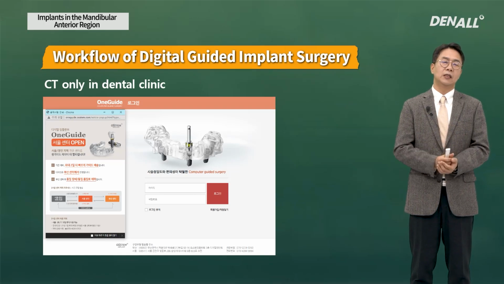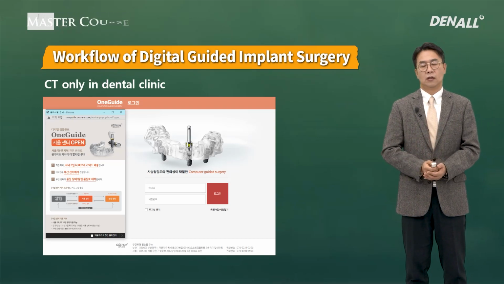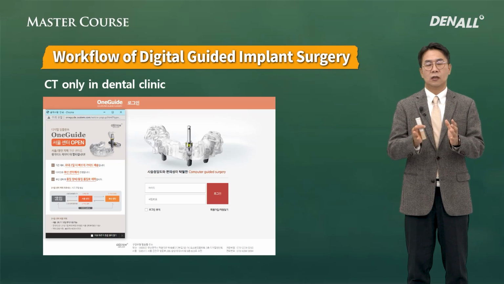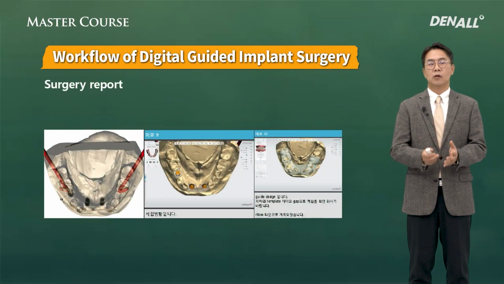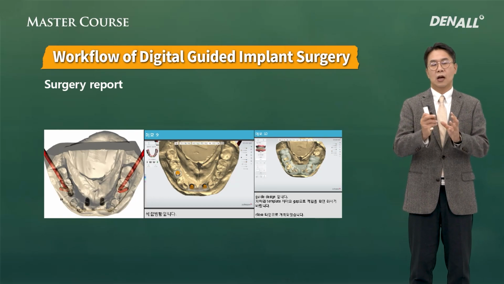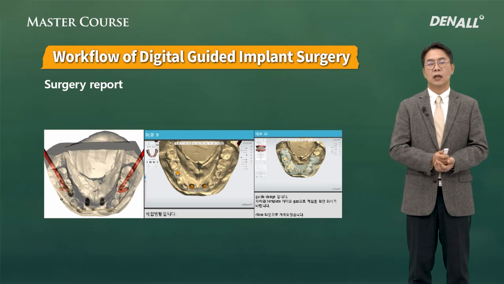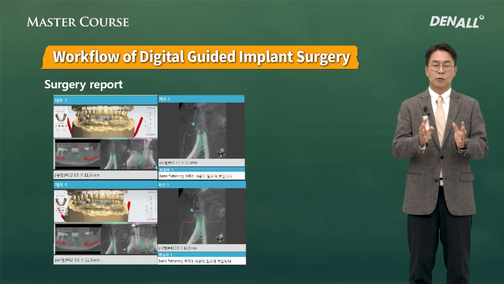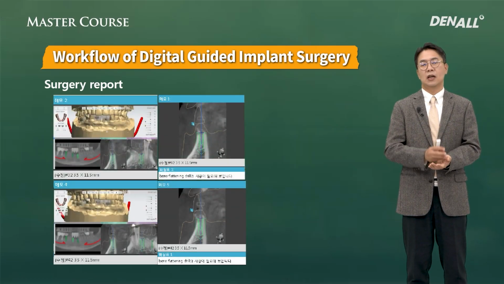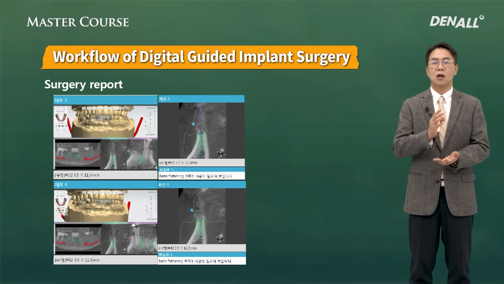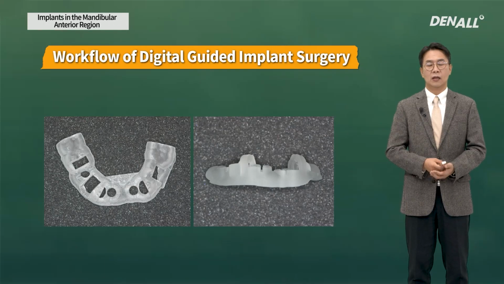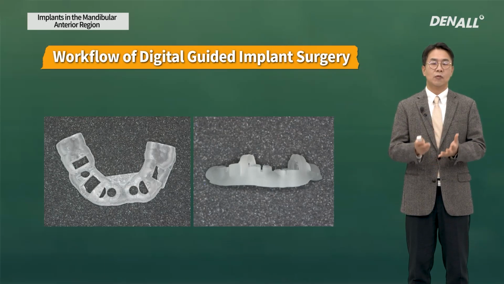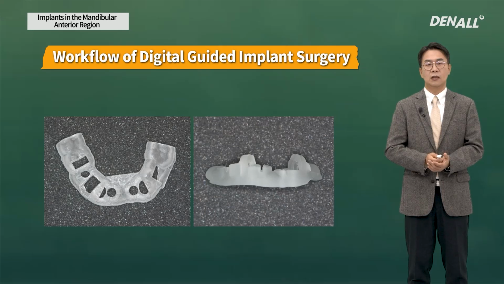Ostem has one guide. To use it, you go to the website and fill out the order form. Based on that, surgery report will be made. Based on the report, you can make some modifications. Looking at the condition here, you'll be able to understand how implant placement can be conducted. Based on that, one guided template will be made. Using the template, you do the surgery.